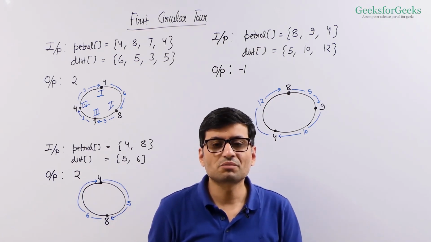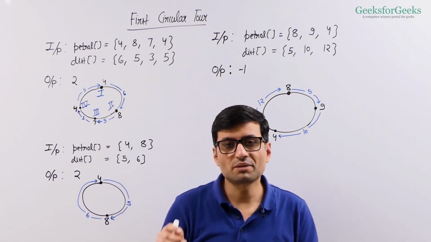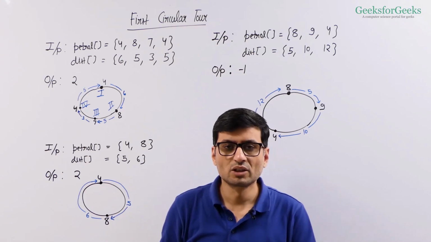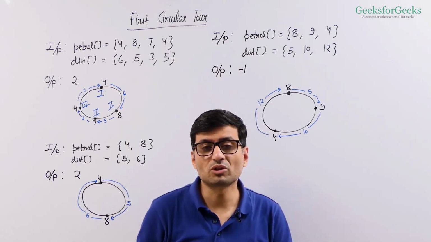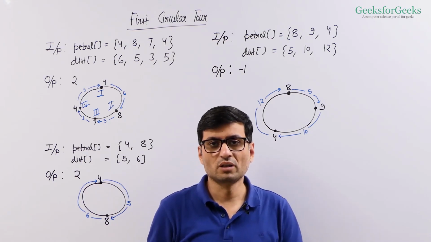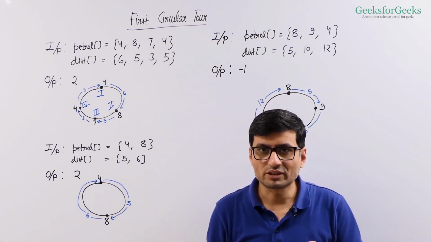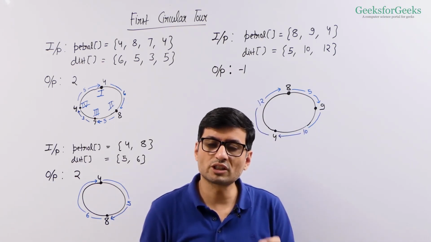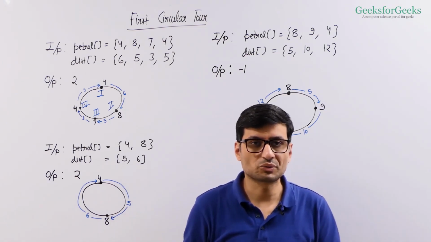Our task is to find the first petrol pump such that if we begin from this petrol pump using the truck that we have with us, we should be able to visit all petrol pumps and we should be able to come back to this petrol pump. If such a petrol pump exists, we need to find the first such petrol pump. If there is no such petrol pump, then we need to print or return -1.